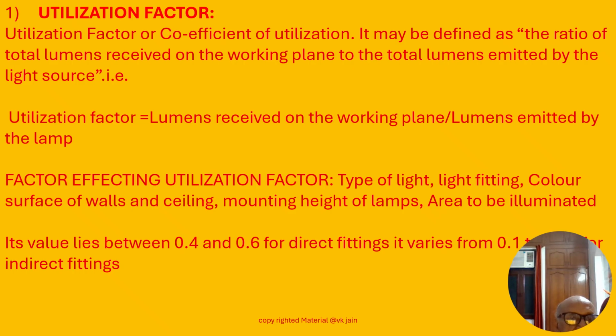Utilization factor or coefficient of utilization may be defined as the ratio of total lumens received on the working plane to the total lumens emitted by the light source. That is, utilization factor is equal to lumens received on the working plane divided by lumens emitted by the lamp.